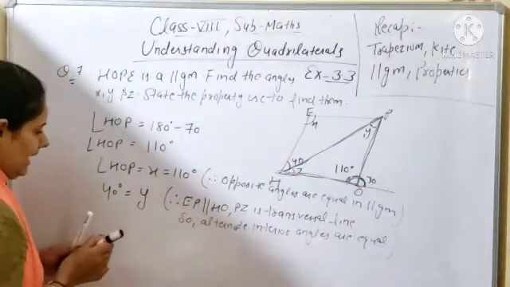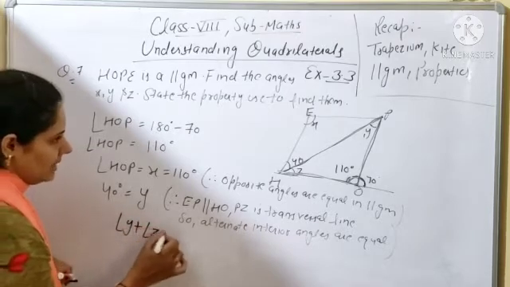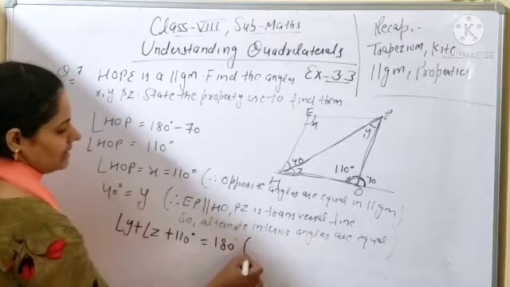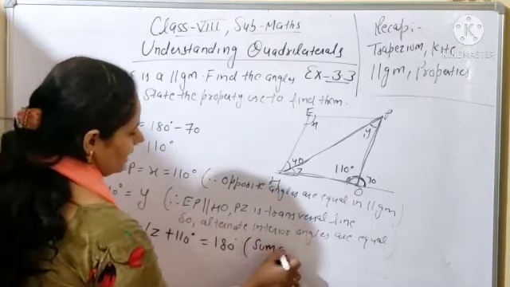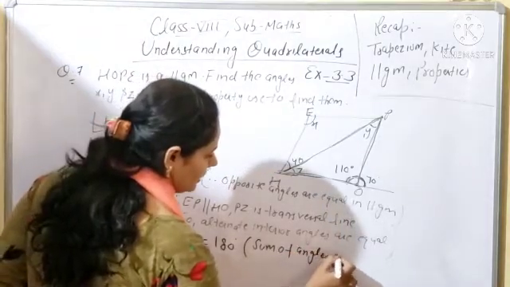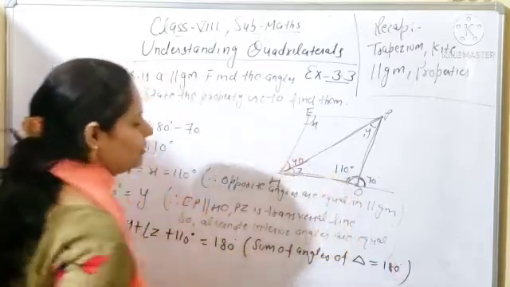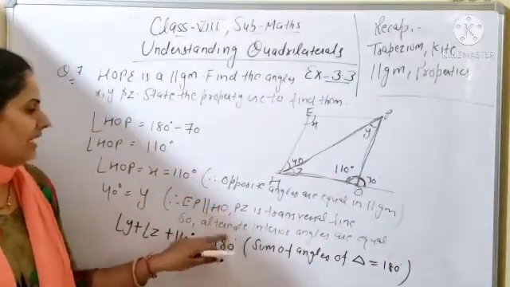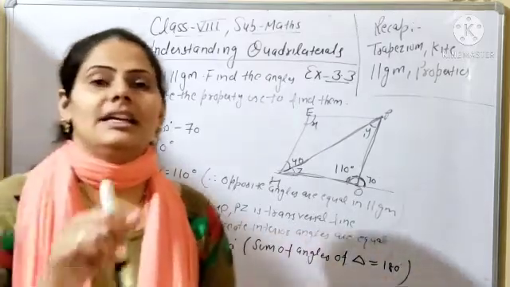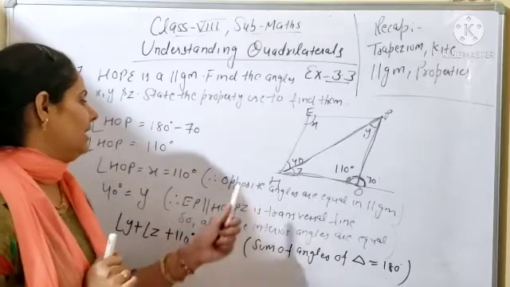So you can write angle Y plus angle Z plus 110 is equal to 180 degrees. Sum of all the angles of a triangle will be equal to 180 degrees. You will use this property here. You will also use the property that alternate interior angles will be equal when two parallel lines are cut by a transversal line.